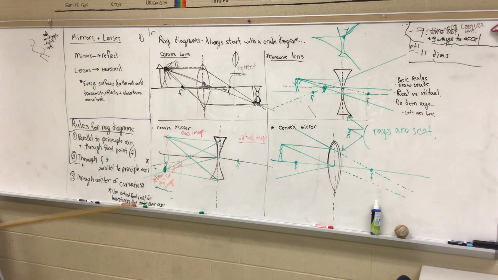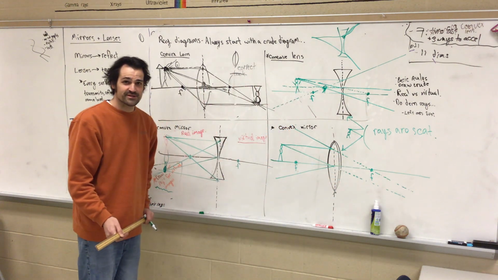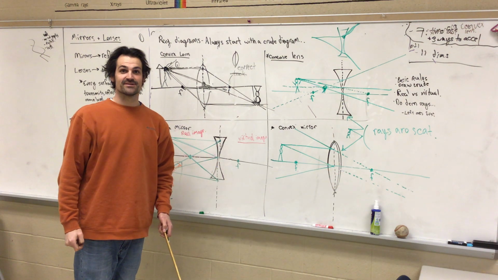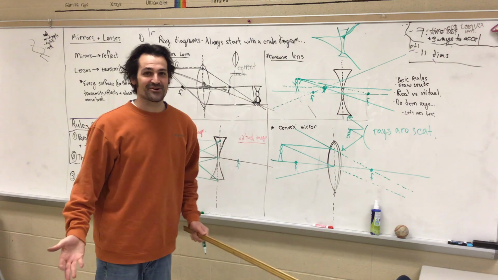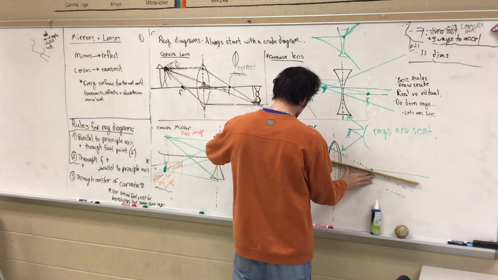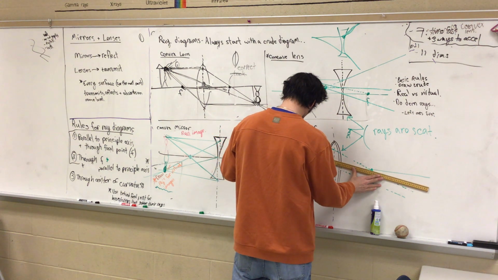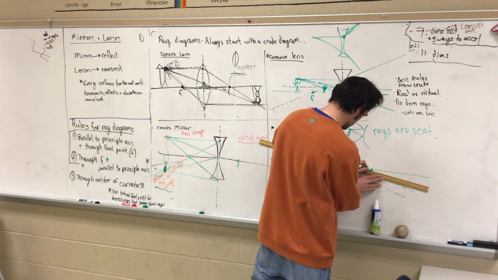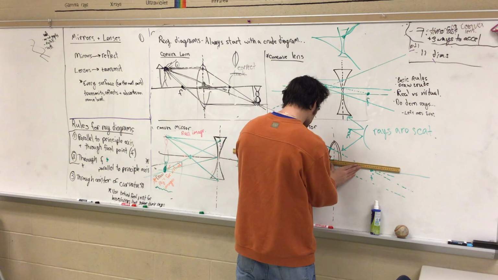And rule number 2 is through the focal point, parallel to the principal axis. But which focal point do we use? Why did we use the behind focal point? Yes, because the actual rays are scattering. So I'm going to use that behind focal point and then still follow rule number 2, and then parallel to the principal axis.